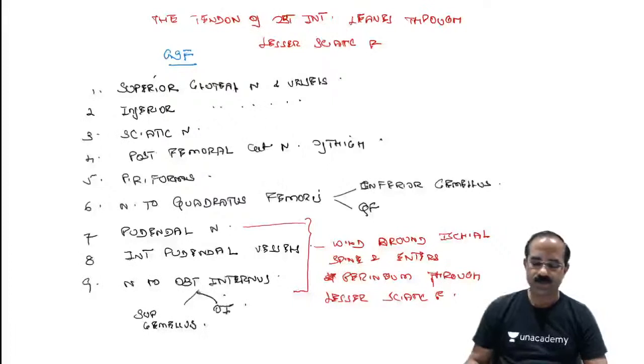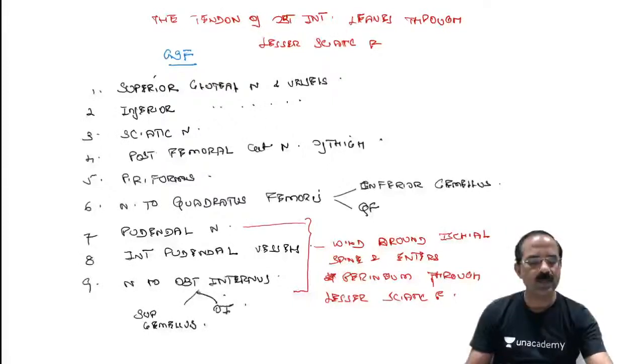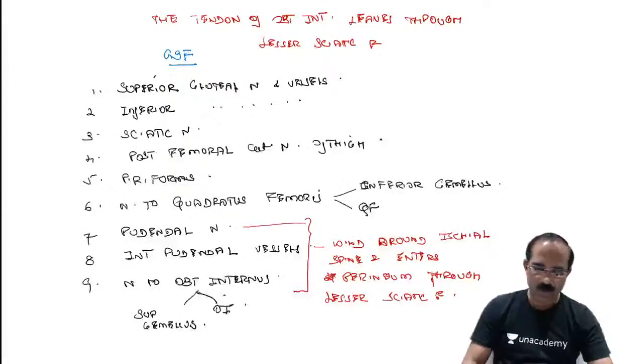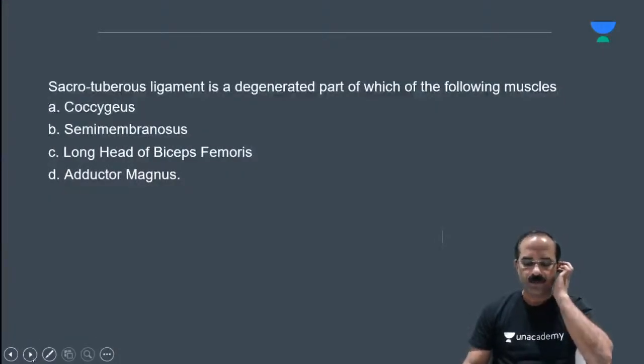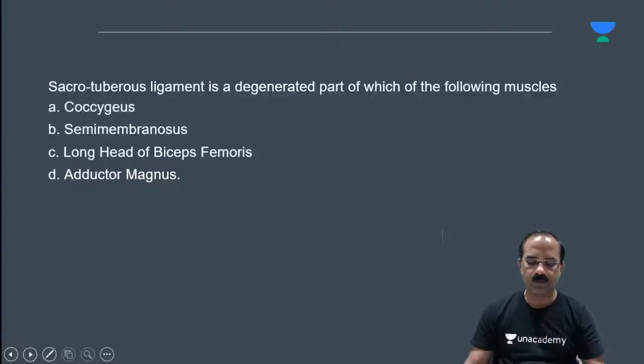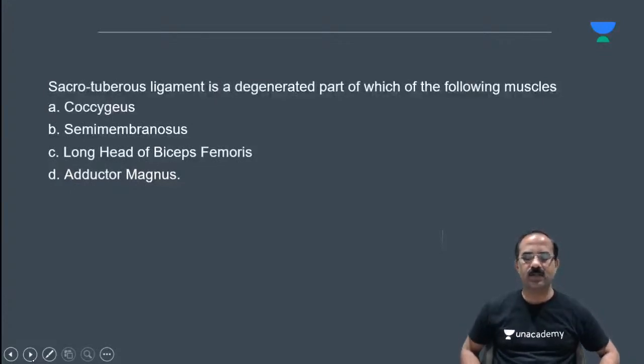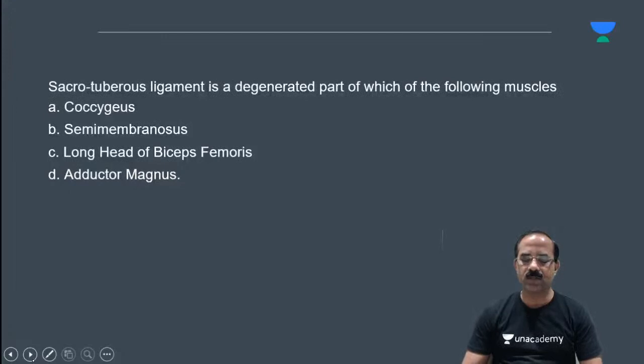That's it. Now, coming to the next MCQ. Answer this. Sacrotuberous ligament is a degenerated part of which of the following muscles? Can anyone answer this?